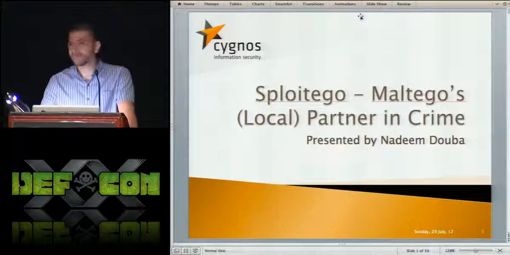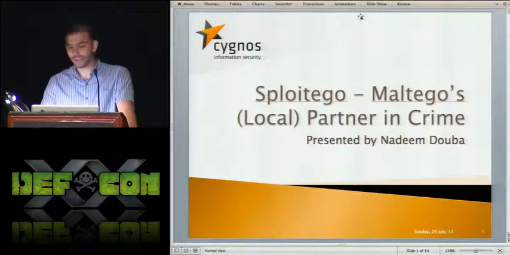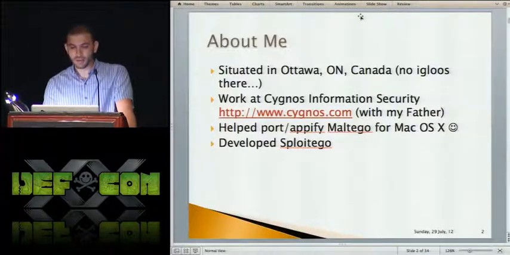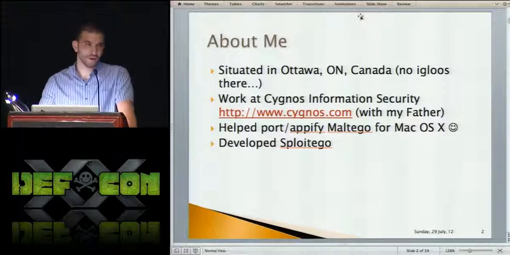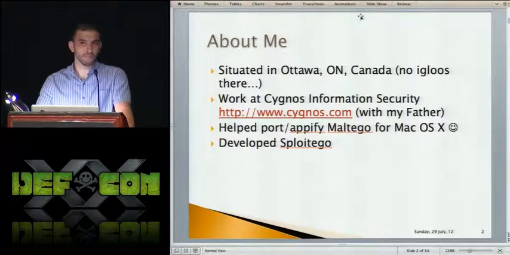My name's Nadeem Douba. I'm going to be presenting Sploitego, Maltego's local partner in crime. Just a little bit about me. I come from Canada. I'm working with my dad at a security firm. I like to think that I taught him security.